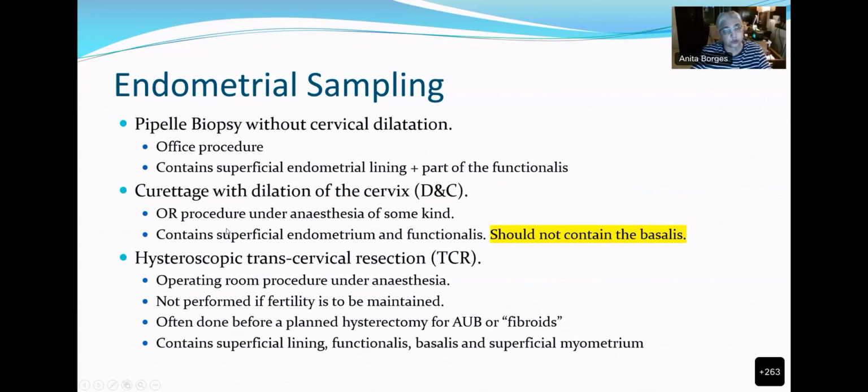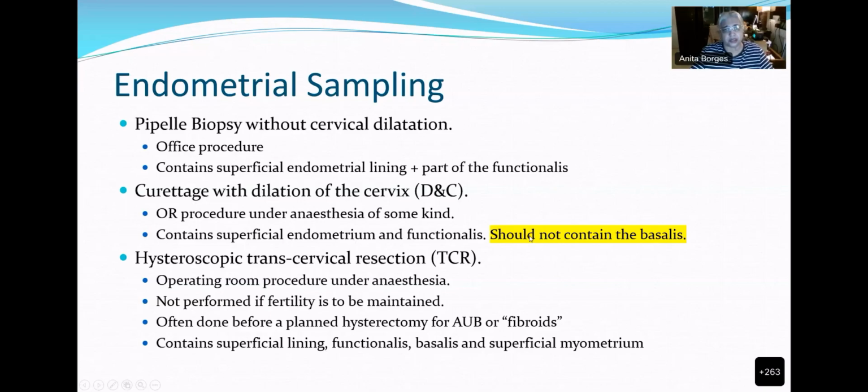Excellent. Then you have curettage, and we call it the D&C. That's dilatation and curettage, because you cannot enter through the cervix into the endometrium with a big curette without the cervix being dilated, and you cannot dilate a woman's cervix without the patient being under anesthesia. It is an OR procedure, meaning an operating room procedure under anesthesia of some kind. You can either give short general anesthesia, or people often give paracervical blocks. Some anesthesia has to be given, otherwise you won't be able to dilate the cervix. And what should that endometrium contain? It contains superficial endometrium and functionalis.